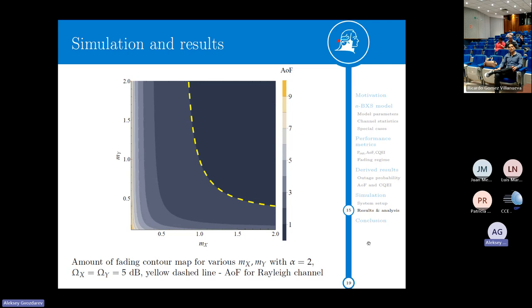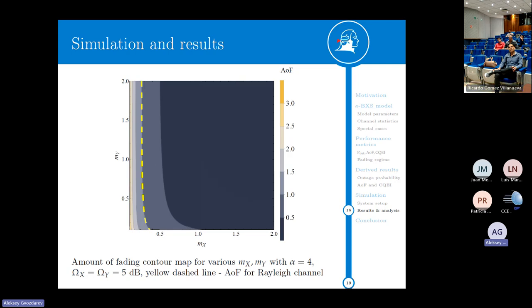Here we have a hyper-Rayleigh map for nonlinearity coefficient equal to 2, and for nonlinearity coefficient equal to 4. One can clearly see the shrinkage of the parameter range that corresponds to the fading conditions heavier than Rayleigh, which means that the increase in nonlinearity transformation coefficient helps to combat fading.